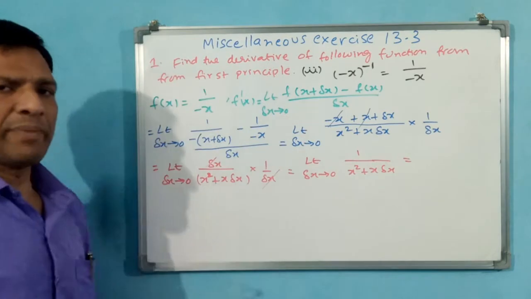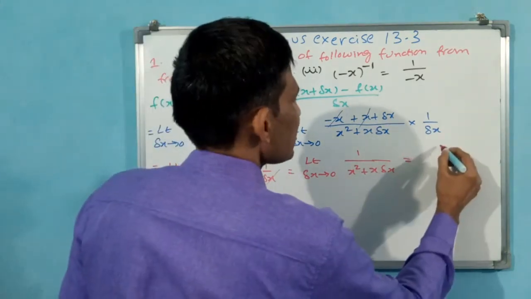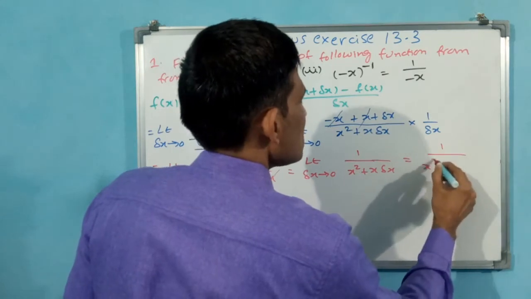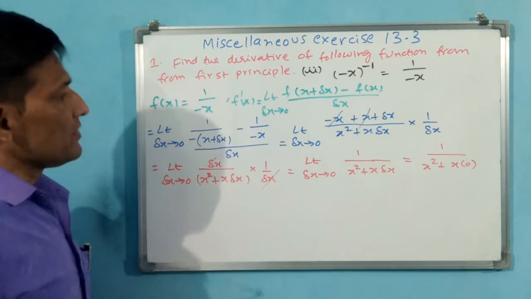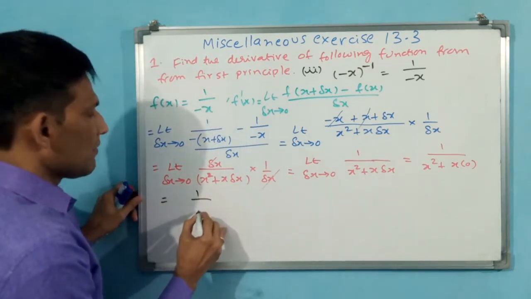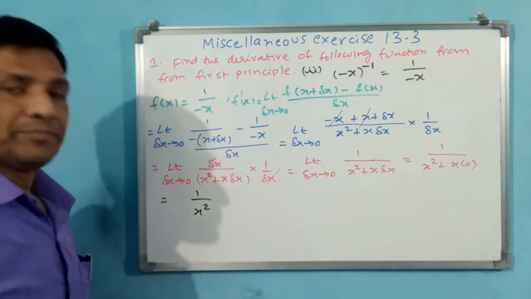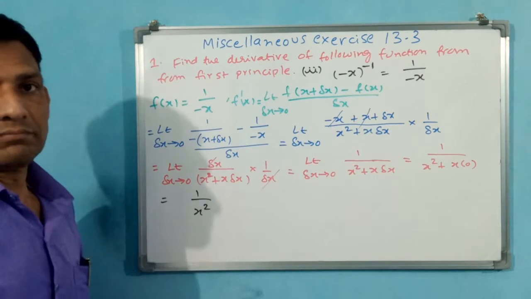Now we will apply the limit. If you apply the limit, automatically what will become? You see, limit delta x will not come. Is it okay? x into 0. That means what is the final answer? 1 by x square. Okay, like this you have to finish this question.